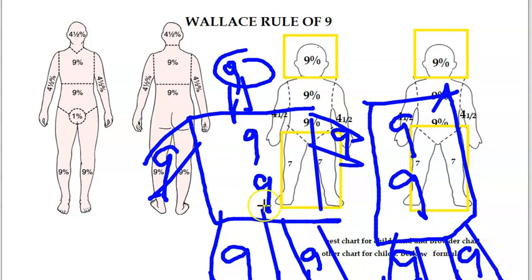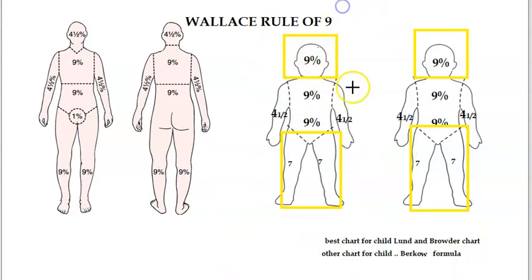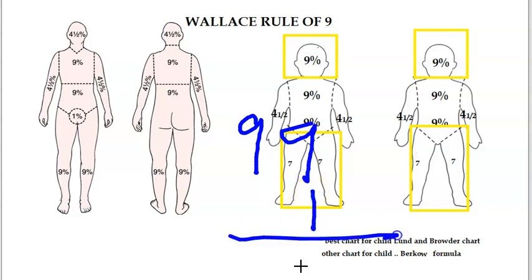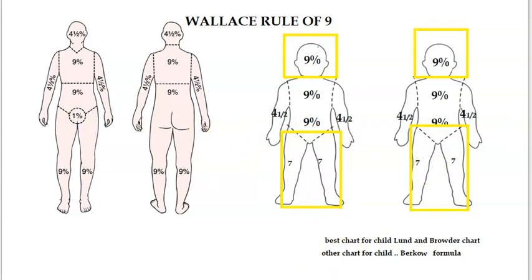Genitalia is 1%. Look at this, everything 9, 9, 9, 9 became 99. So you add one more percent, it has to become 100%, your total body surface area. That one is coming from your genitalia. For children, the rule is slightly different. There are 7s and all here.